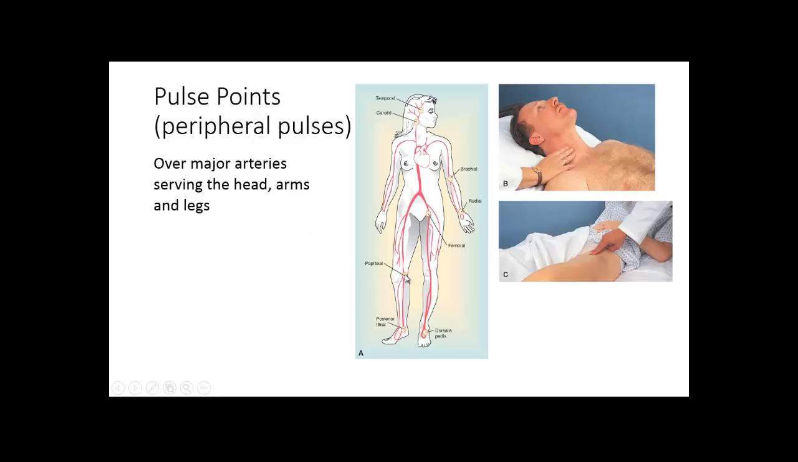So the popliteal artery and popliteal pulse is behind the knee. The tibial pulse is just on the inside of the ankle. And the dorsalis pedis pulse is on the top of the foot.